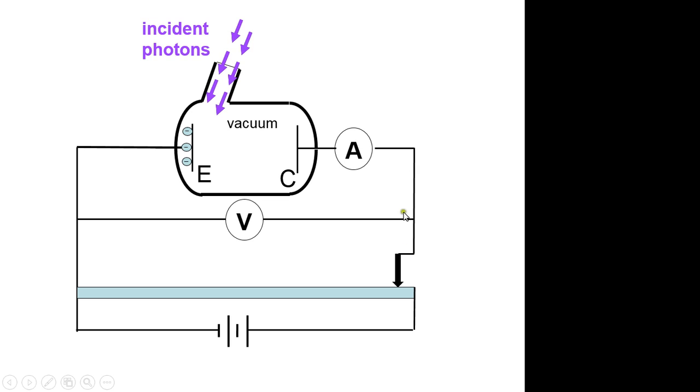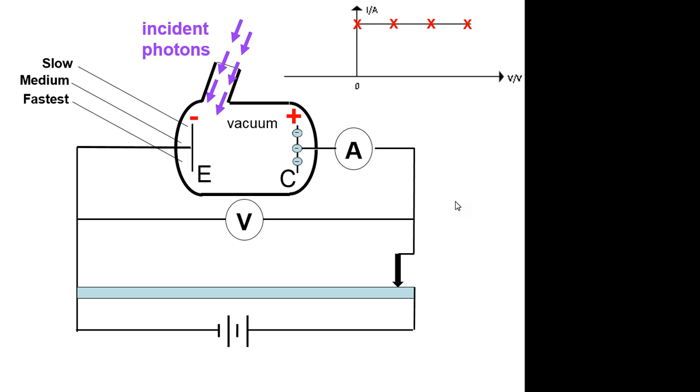Now I maximize the voltage. What will happen? Actually, it's the same thing. Slow one touches, medium one touches, fastest one also touches. Right? So you can make a series of these, and you see this: the current stays the same throughout. This is also what you call the saturation current.